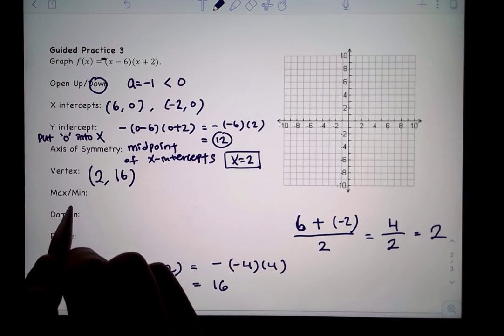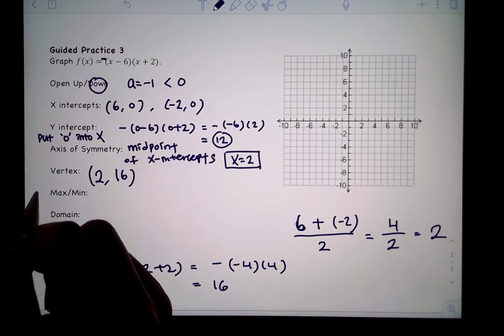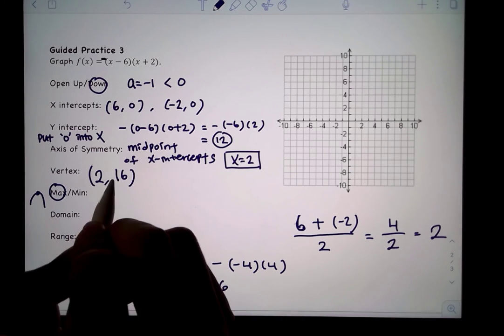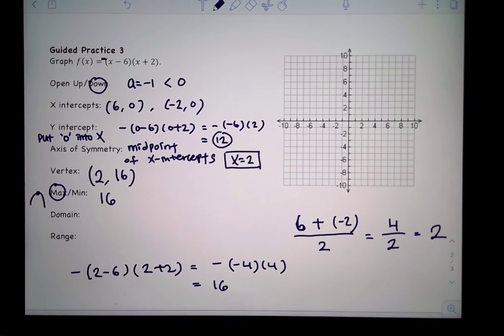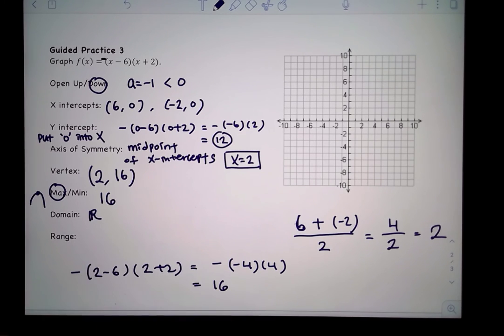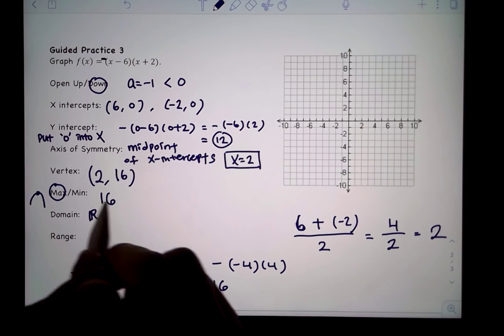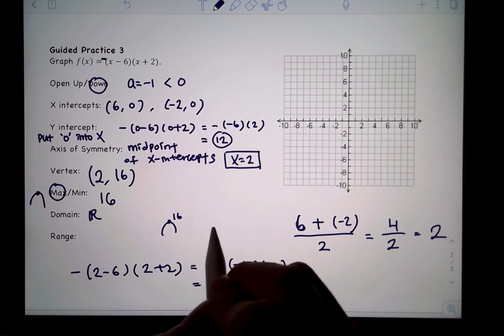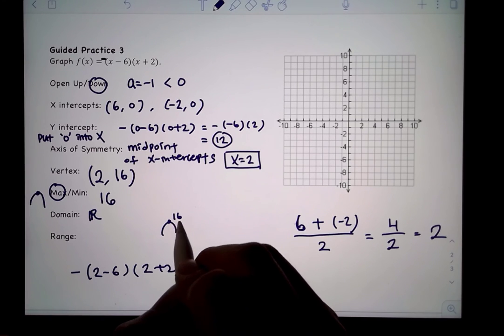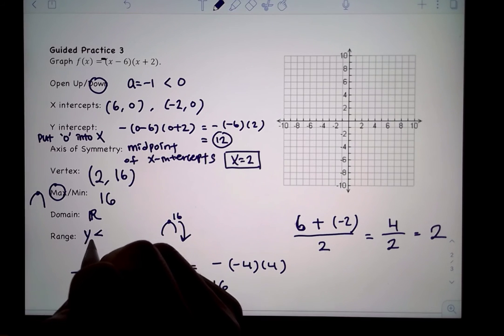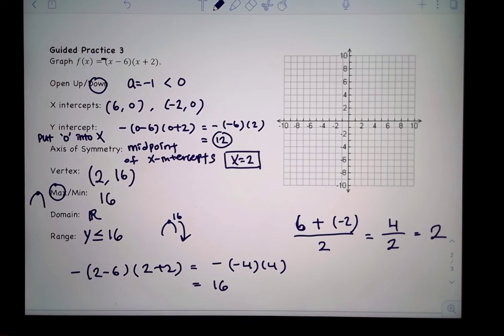And now it's opened down, right? So we get a maximum, and my maximum value is 16. This is my maximum. And your domain, all real numbers, right? And the range. So I have a maximum over here, that's 16, and all the values are less than 16, right? So y is less than or equal to 16.